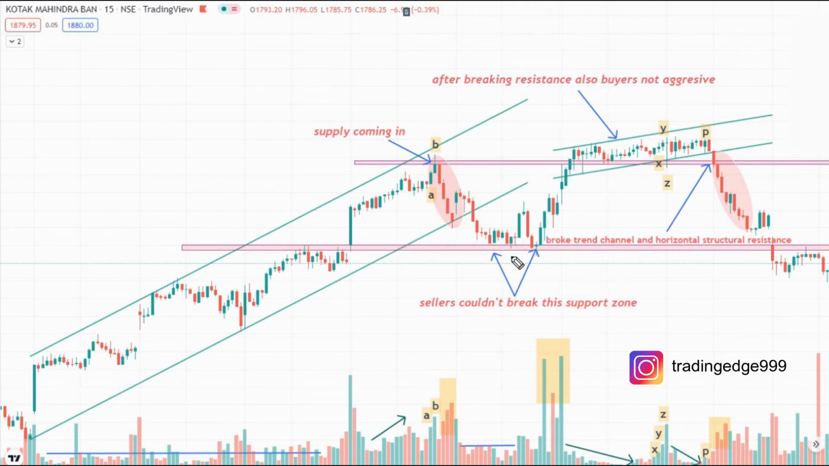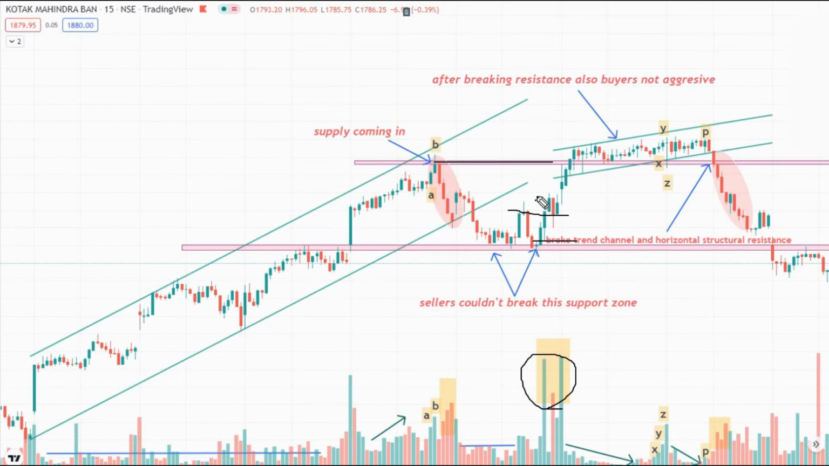Now sellers tried their level best to break this level with an increase in volume, but still buyers proved to be very strong, and there is a surge in the volume activity. So here our first entry could have been around here with stop loss just below this candle, and the potential first target should have been around here.